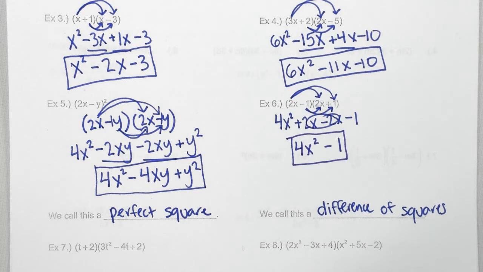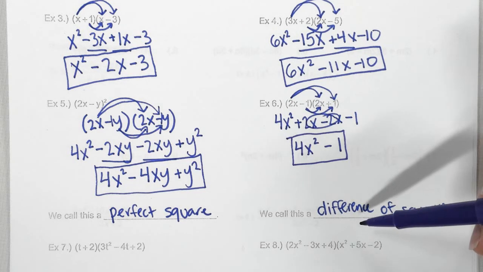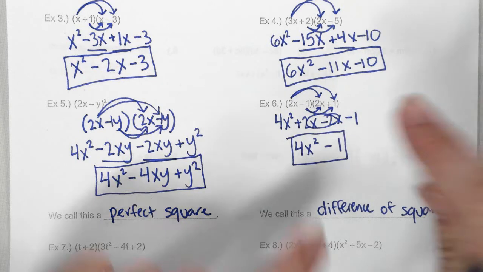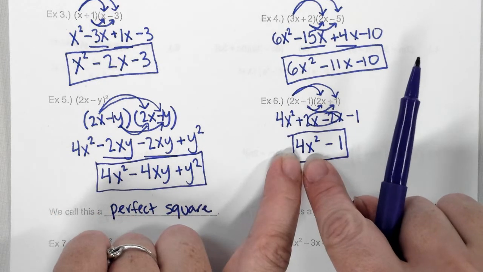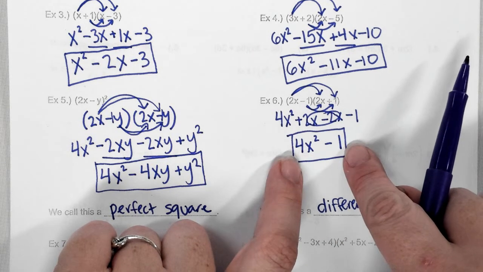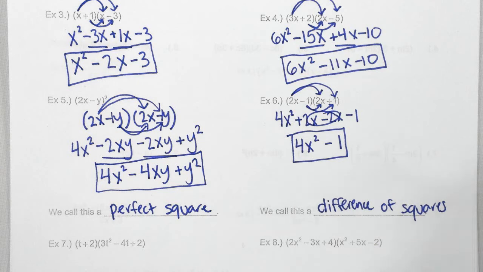Now we call this difference of squares because what does difference mean? This will be subtraction every time. And of squares, well 2x times 2x is 4x squared and 1 times 1 is 1, so they're both perfect squares. Yes? So it's the difference of two squares. Okay, so those are those.